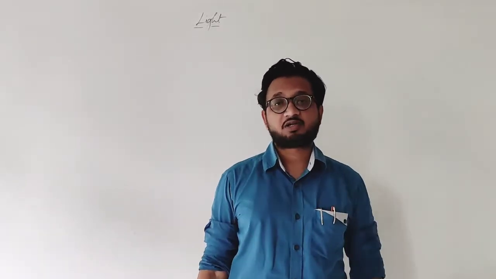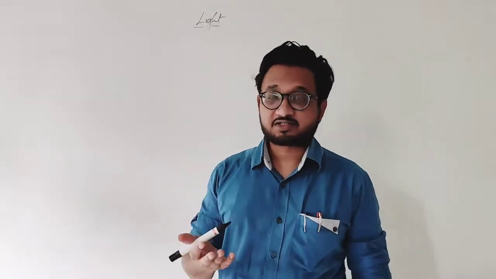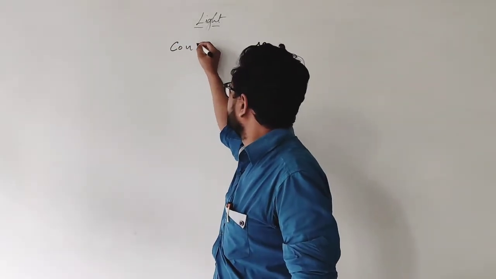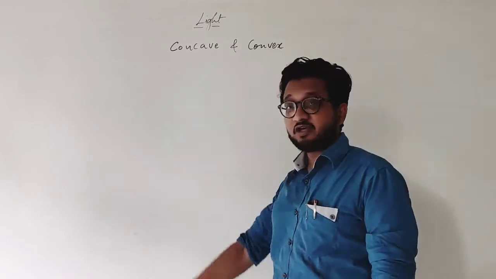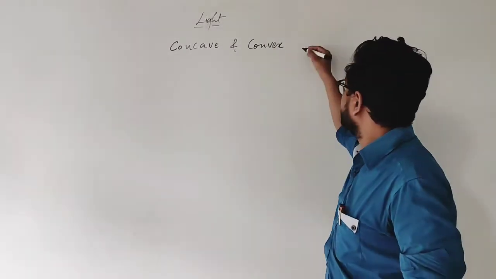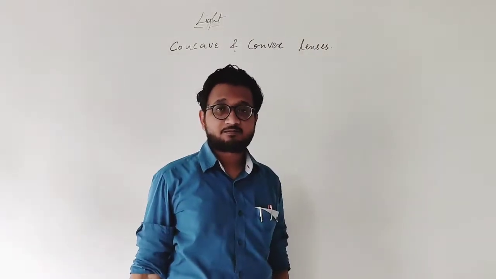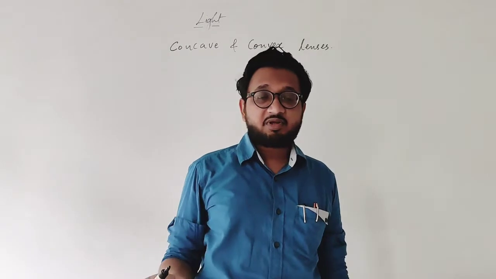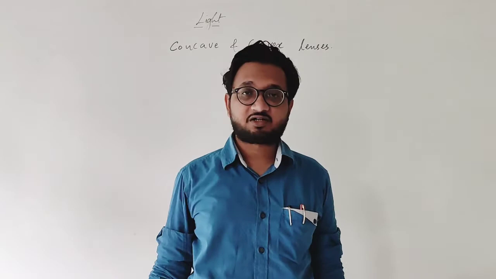Just like we studied about the reflection of light and we saw mirrors, in the same way we are talking about lenses after studying refraction. And similar to the mirrors, that is concave and convex mirrors, now we are going to study about concave and convex lenses. Okay? But unlike mirrors, lenses are of three different types.